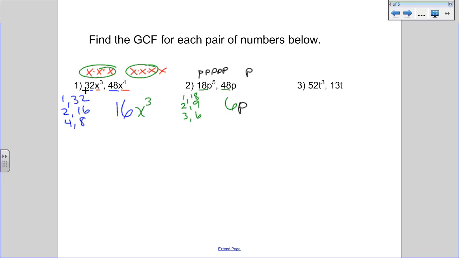I want you guys to try number 3 on your own.